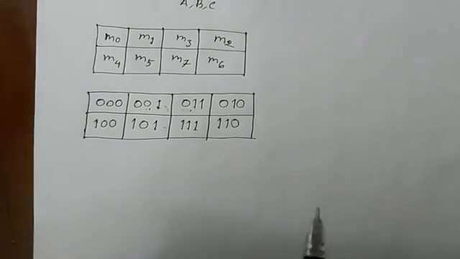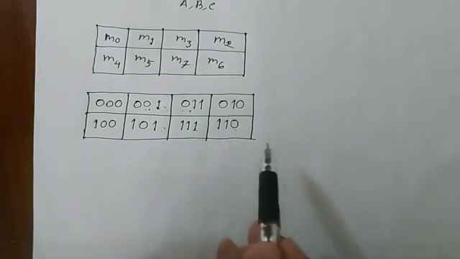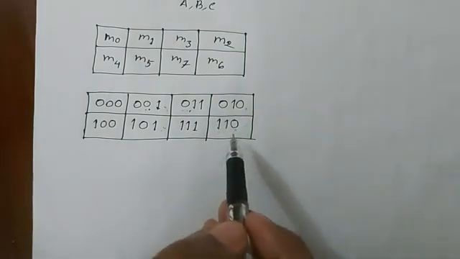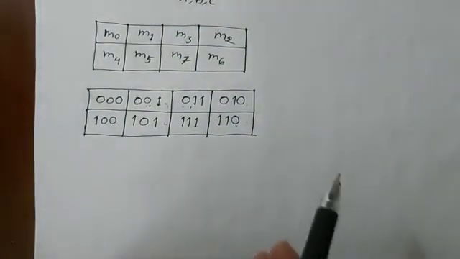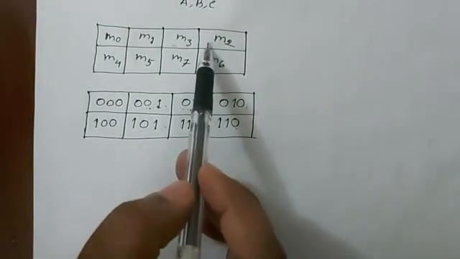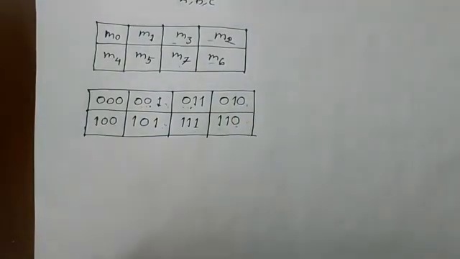Suppose this one and this one: the last bit is different. Take this one and this one: the first bit is different. So any two adjacent cells will have only one bit difference. Now to maintain that, our M3 comes here and M2 goes there. For the same reason, our M7 comes here and M6 goes there, to maintain that any two adjacent cells will have only one bit difference. So this is one thing.